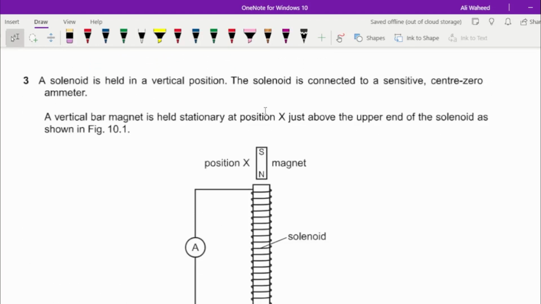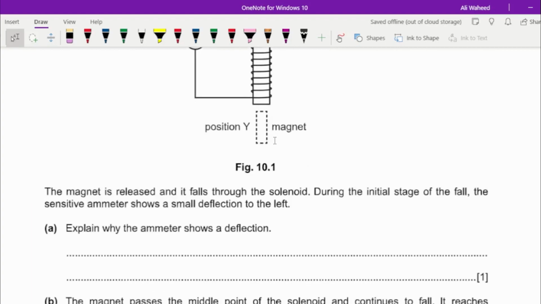Okay, then we have the next one. A solenoid is held in a vertical position. The solenoid is connected to a sensitive center zero ammeter. A vertical bar magnet is held stationary at the position X, just above the upper end of the solenoid, as shown in figure 10.1. The magnet is released and it falls through the solenoid. During the initial stage of the fall, the sensitive ammeter shows a small deflection to the left. Explain why the ammeter shows a deflection.